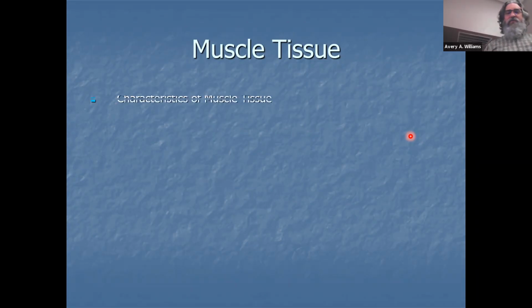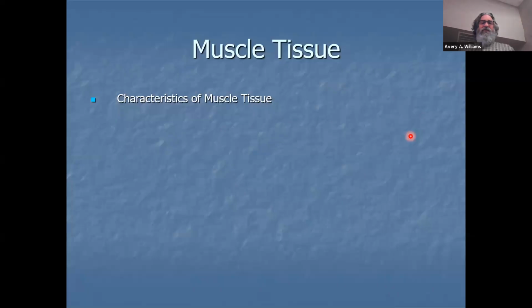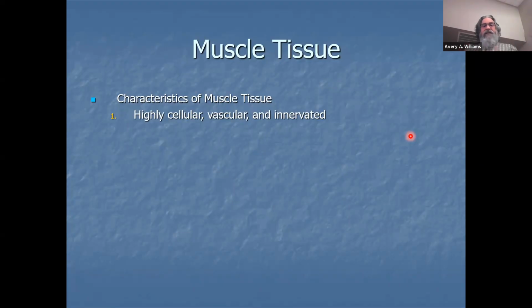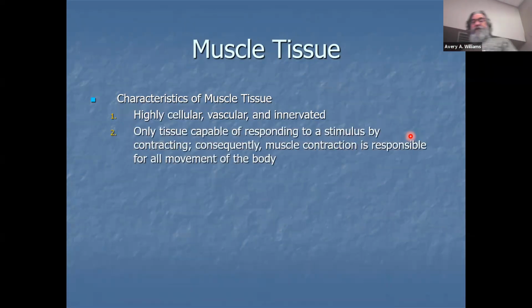But let's talk about it. What makes muscle tissue muscle tissue? So I start off with characteristics of muscle tissue. Well, first of all, it's highly cellular, it's vascularized and innervated. So right there, that's kind of like a combination of epithelial tissue and connective tissue. Remember, epithelial tissue was highly cellular, but it was never innervated or vascularized. But muscle tissue is. Lots of cells, lots of blood vessels, lots of nerves, okay?